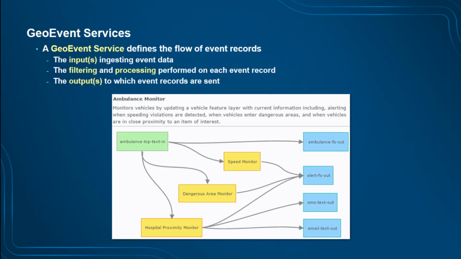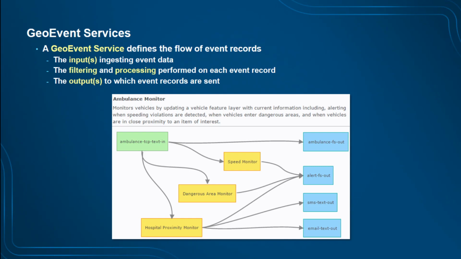Now that you have seen the input and the output connectors, next we are going to take a look at how to apply real-time analytics to streaming data. For that, you need to create a GeoEvent service, which essentially defines the flow of your event data. Between your inputs and outputs, you have your filters and processors. Filters can be attribute filters or spatial filters.